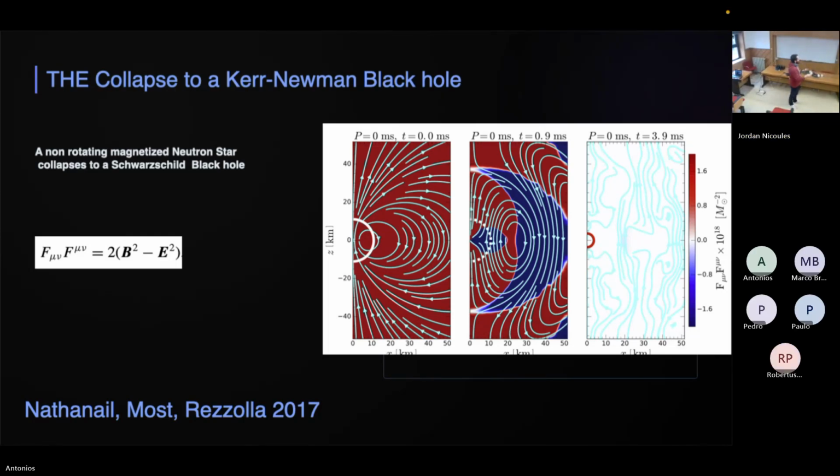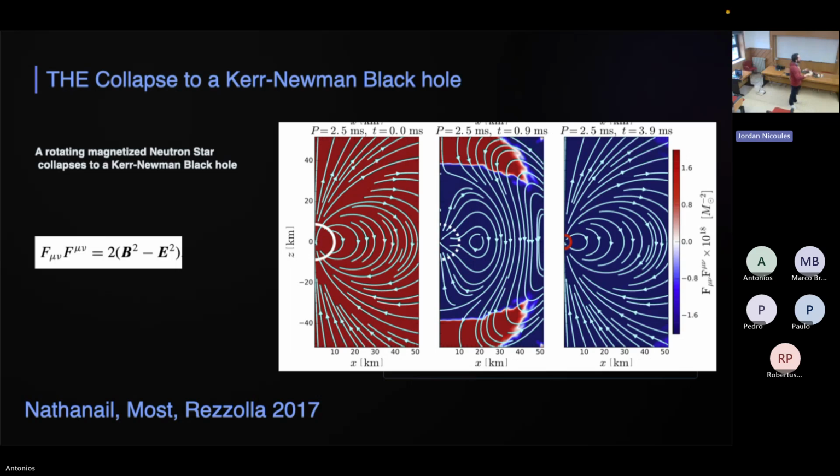No. So now, a different initial condition. This is the period of the star up there, 2.5 milliseconds. So it's highly rotating, with a large magnetic field, so that we can measure the charge of the black hole after the collapse. We expected that a charge will be there. So again, the same situation. You have a rotating neutron star. If you allow the solution to stay there for a long time, you will just have a rotating dipole. But then we just trigger the collapse.